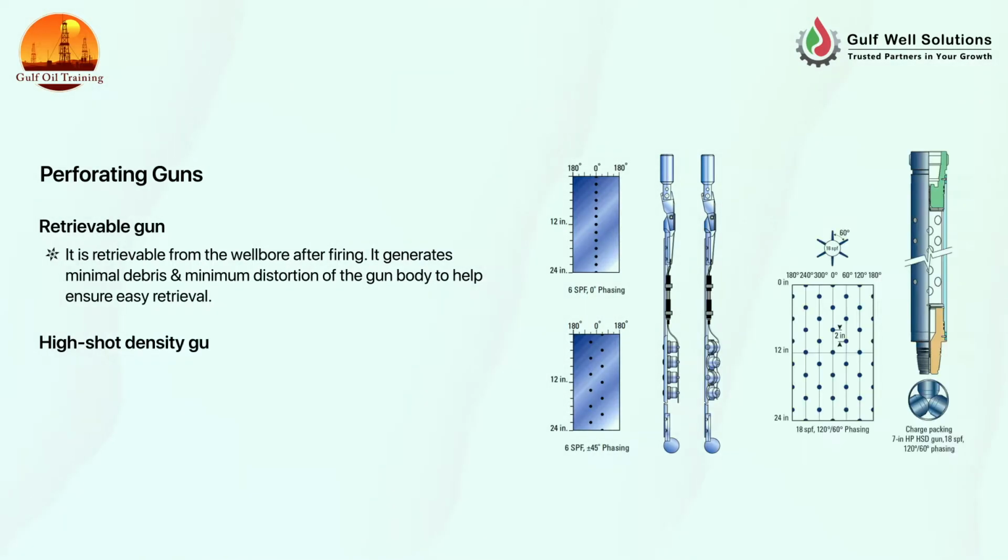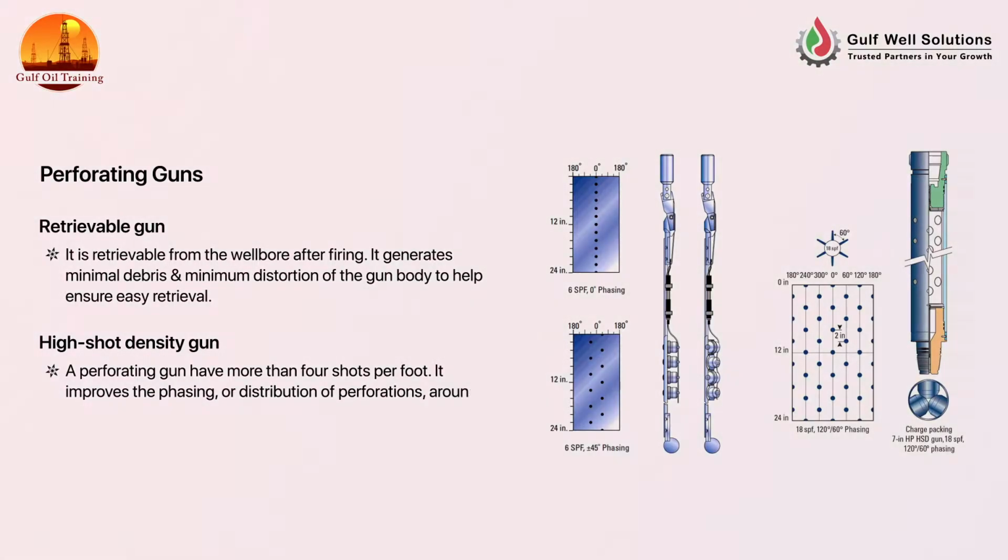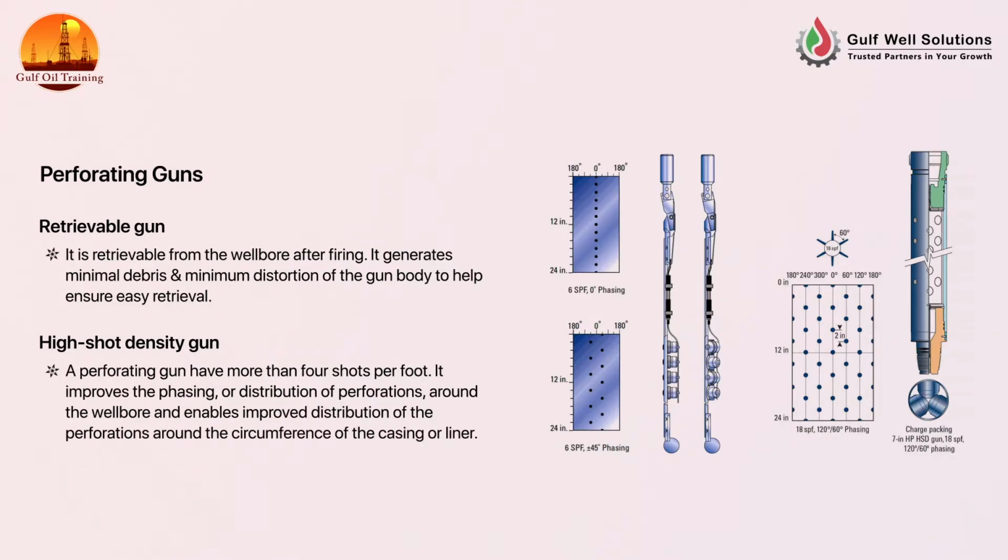High shot density gun. A perforating gun that has more than 4 shots per foot. It improves the phasing, or distribution of perforations, around the wellbore and enables improved distribution of the perforations around the circumference of the casing or liner.